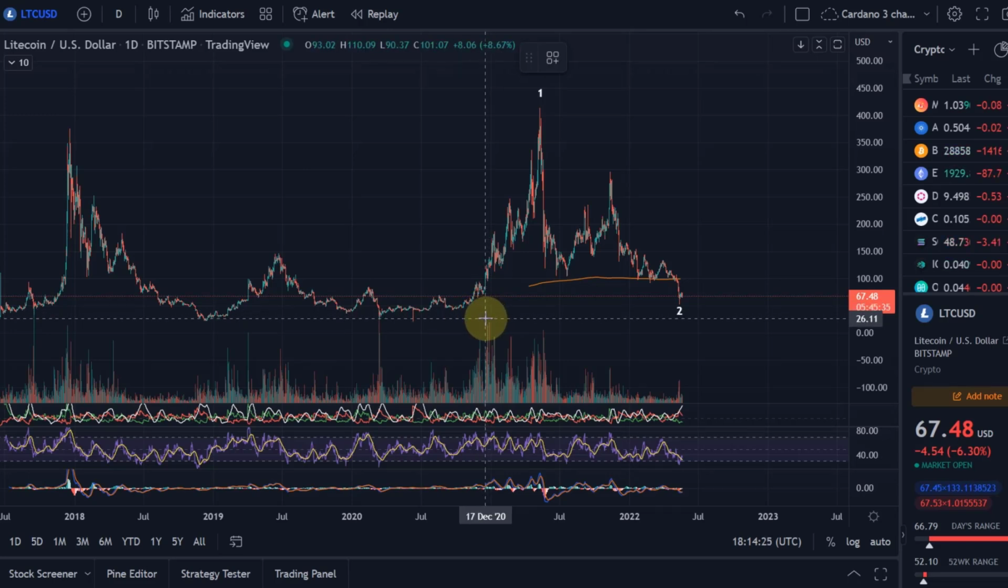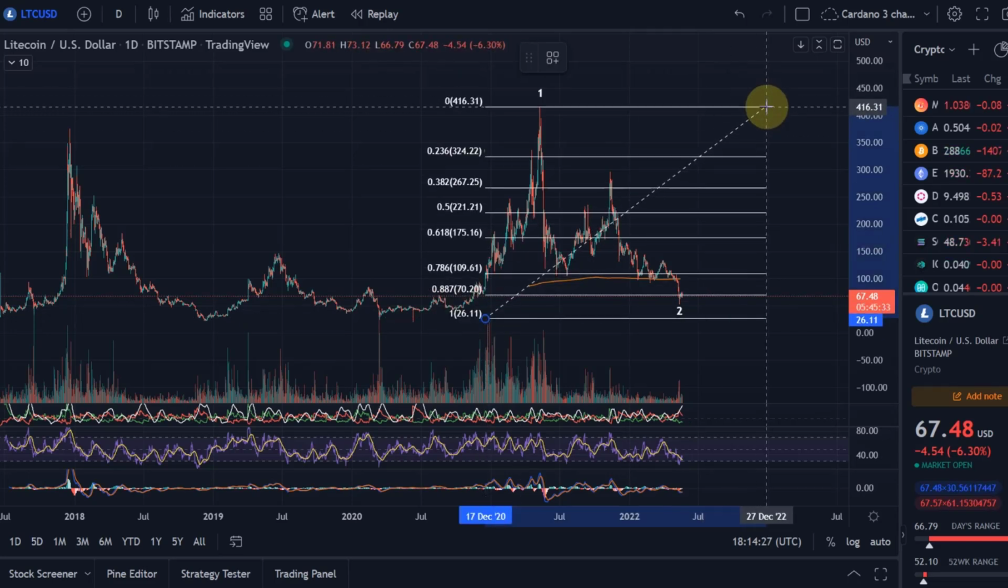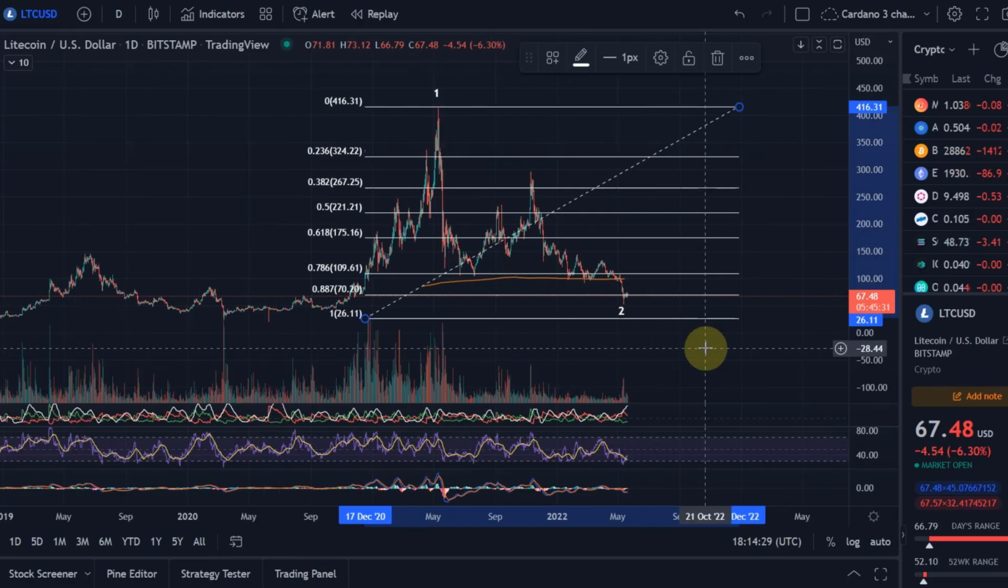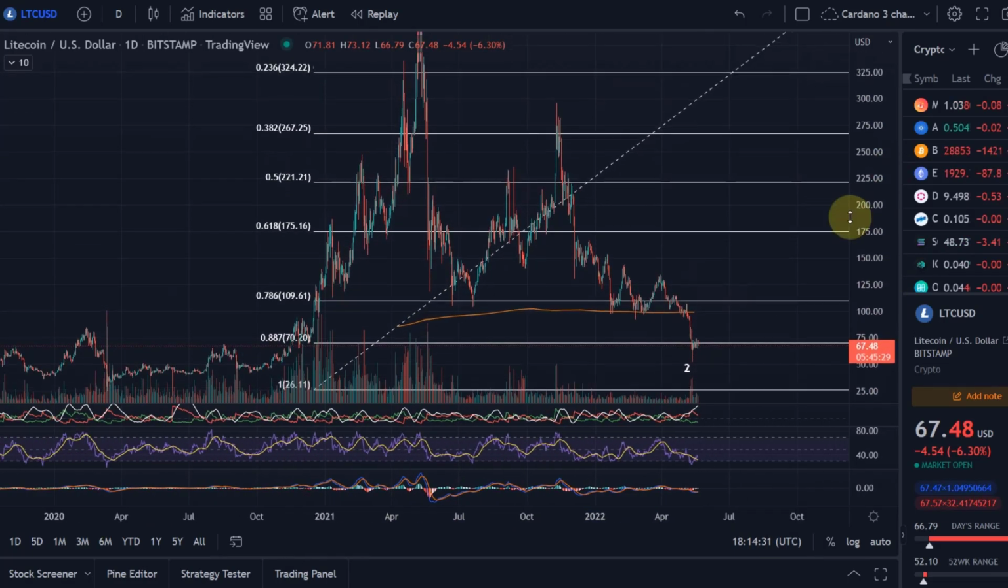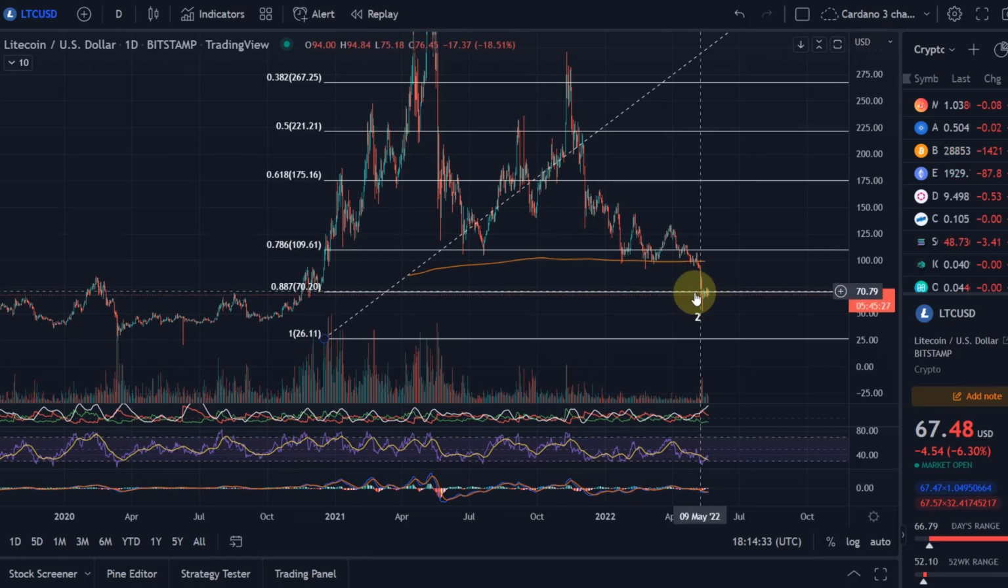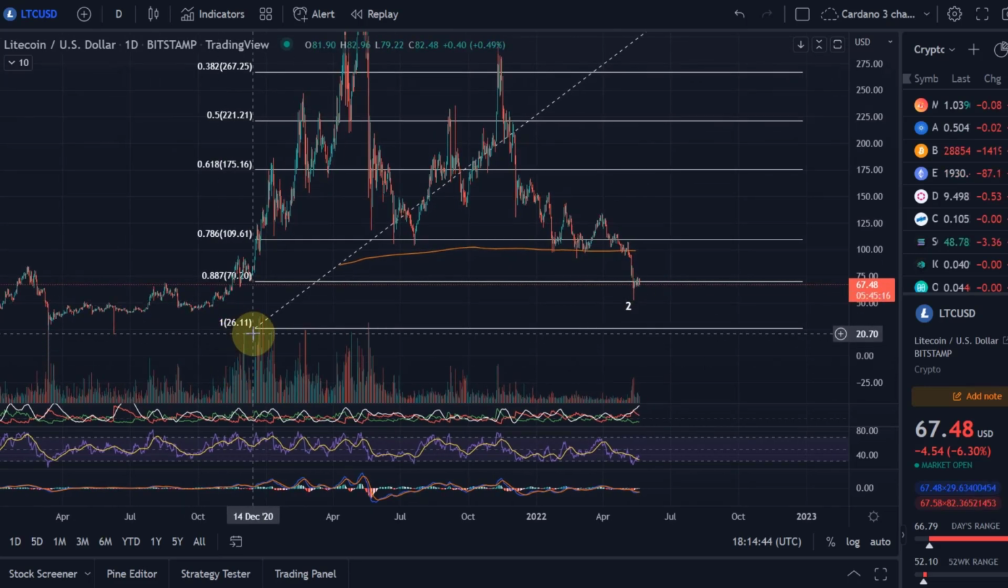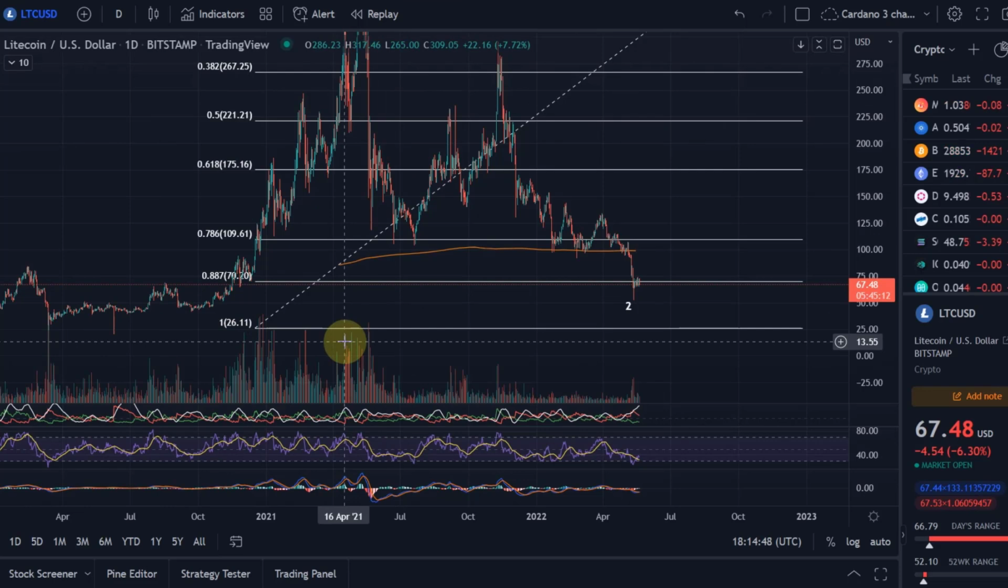But let's take a look at where it currently is in terms of the Fibonacci retracements at the moment. So at the moment, it is fighting around the 88.7% Fibonacci retracement level here at around $70. So again, you can see the relevance of this Fibonacci retracement level. I start the Fibs here at the swing low, go all the way up here to the peak.